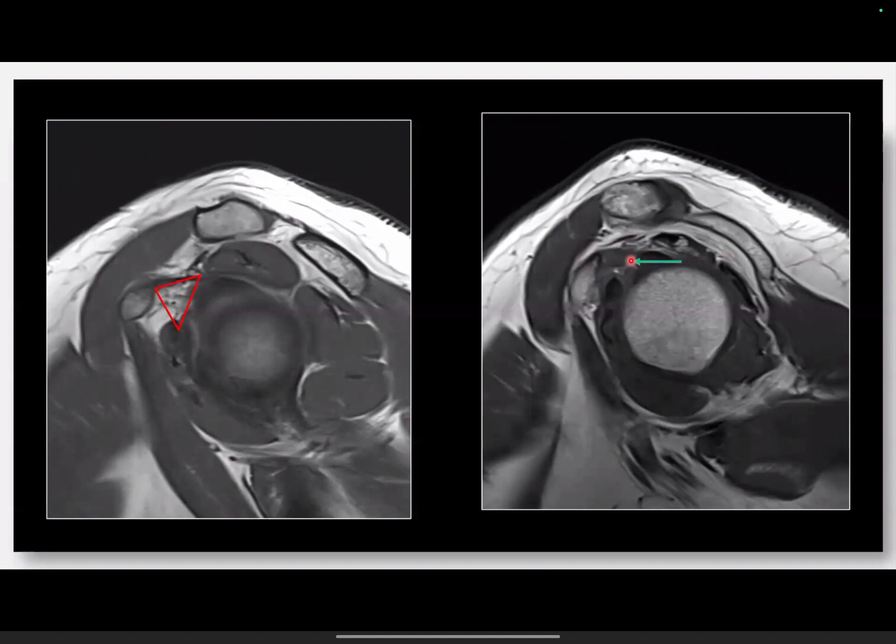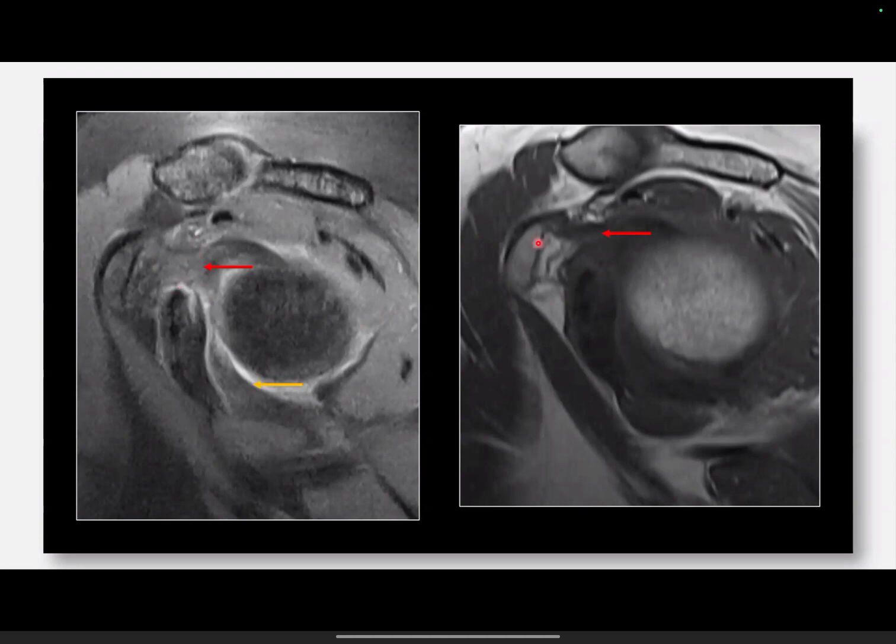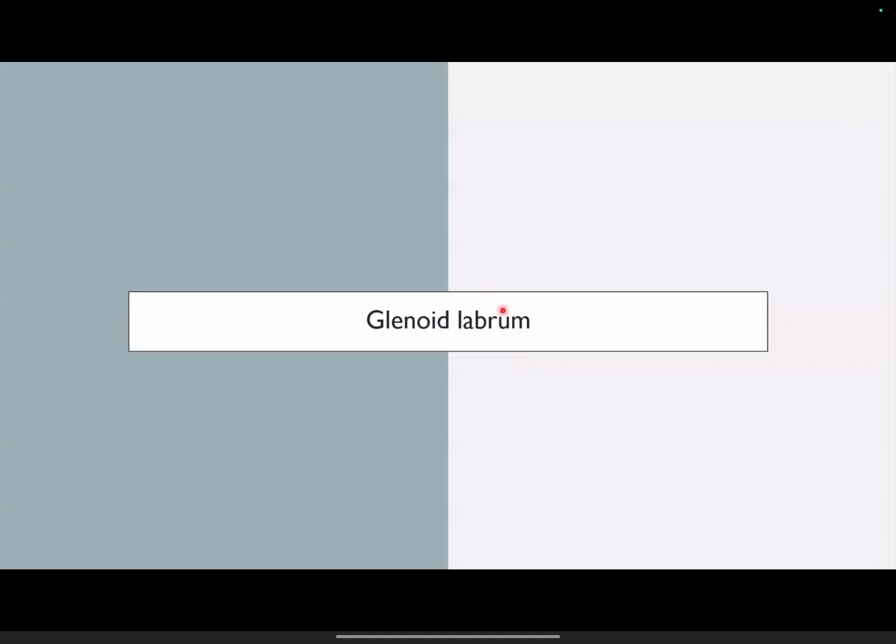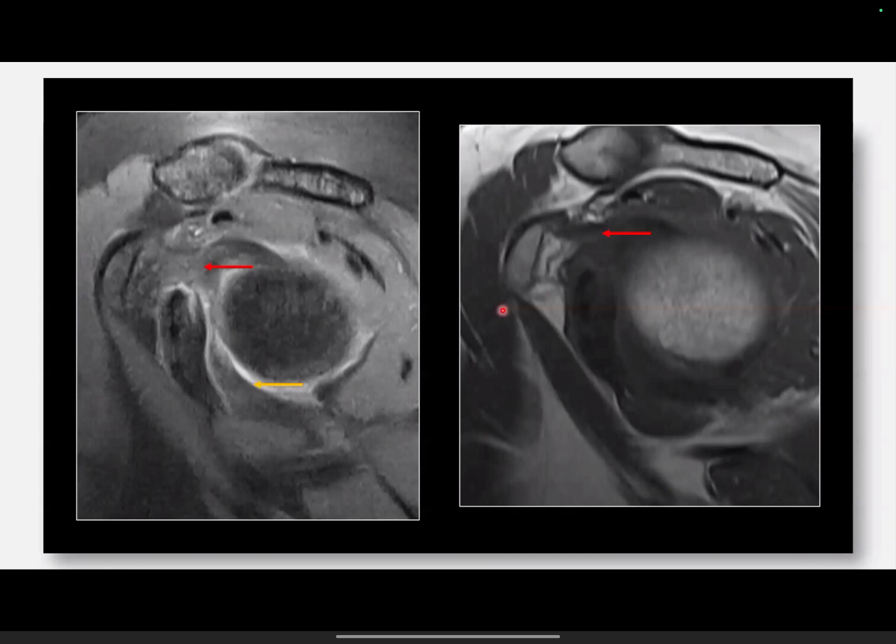In this other example, you can see thickening of the coracohumeral ligament, effacement of the fat pad of the rotator interval, fibrosis in the anterior rotator interval, and thickening of the capsule. So this is also a case of adhesive capsulitis. This was all about the biceps pulley, rotator interval and biceps.